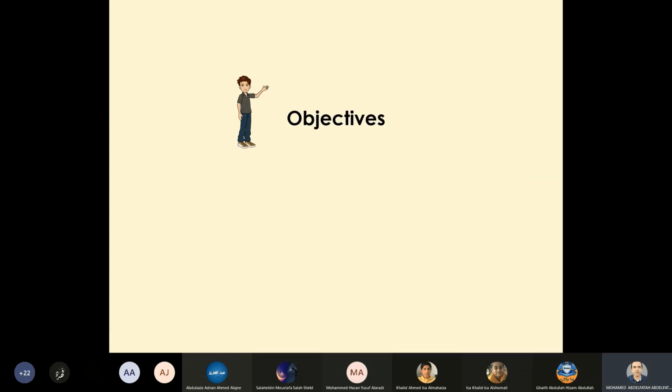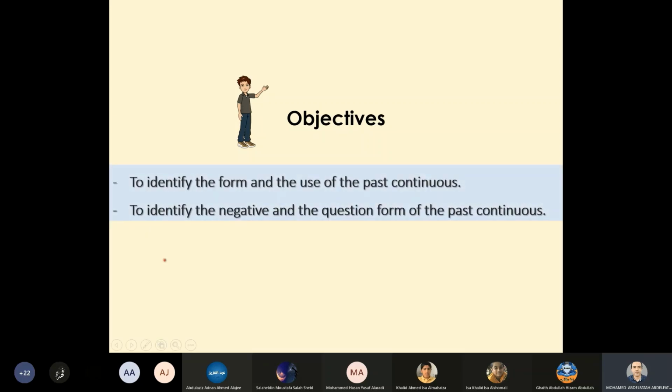So students, let's go over the objectives of our lesson today. Today, inshallah, we are going to have two objectives. Hand in hand, you are going to achieve these two objectives. Objective number one in our lesson today, my students, is to identify the form and the use of the past continuous. We will learn the form of the past continuous and how to use the past continuous tense. And then we are going to identify the negative and the question form of the past continuous tense.